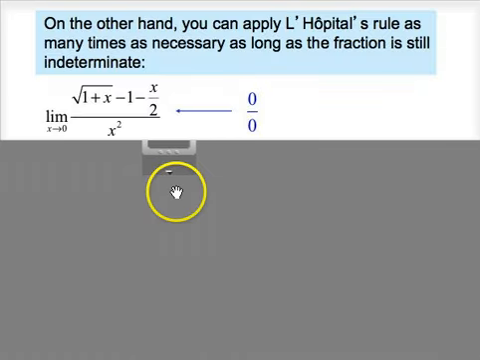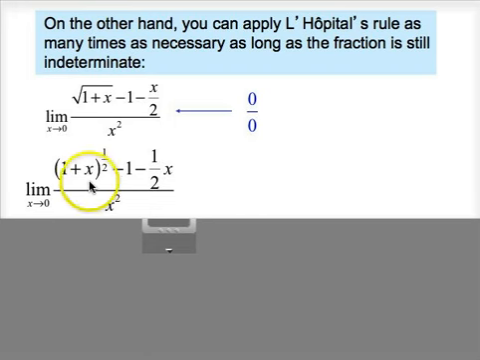On the other hand, though, you can apply L'Hopital's rule as many times as necessary as long as the fraction is still indeterminate. So on this fraction, it looks horrible, but if I stick 0 into it, I will get 0 over 0. You can pause if you want and double check it, but it will become 0.